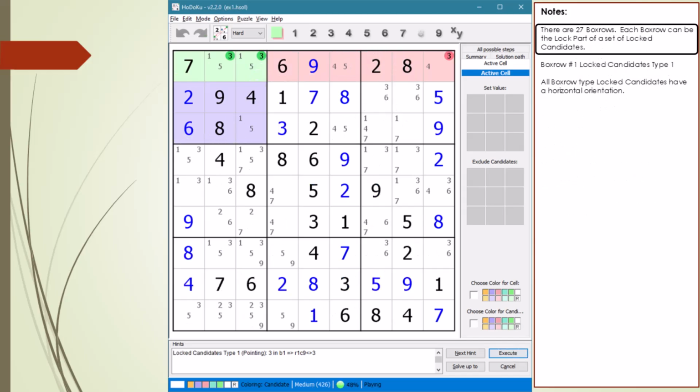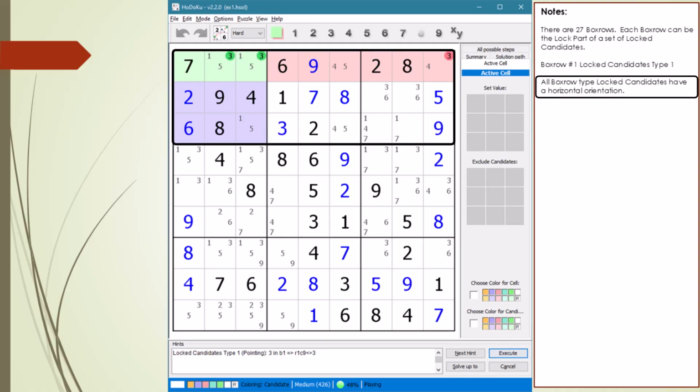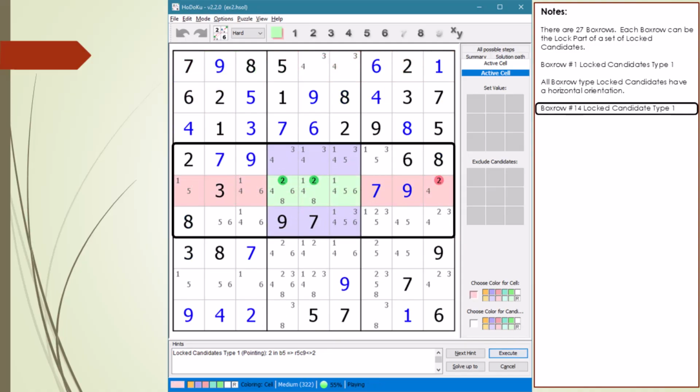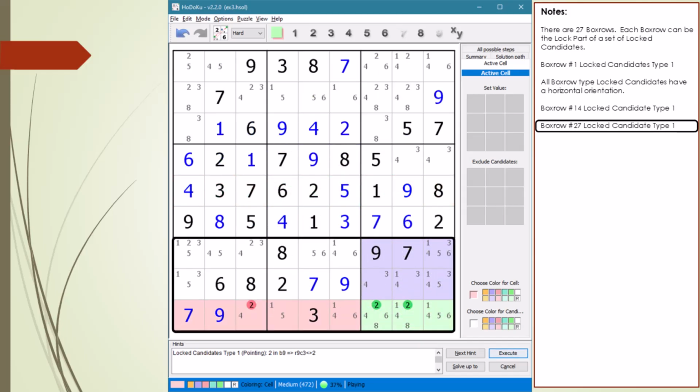There are 27 box rows. Each box row can be the lock part of a set of lock candidates. In this example, box row number 1 is being used as the lock part. And because the candidate free part is in the same 3x3 block as the lock, this is a set of lock candidates type 1 pointing. All box row type lock candidates have a horizontal orientation. Here is box row number 14 lock candidates type 1. And here is box row number 27 lock candidates type 1.